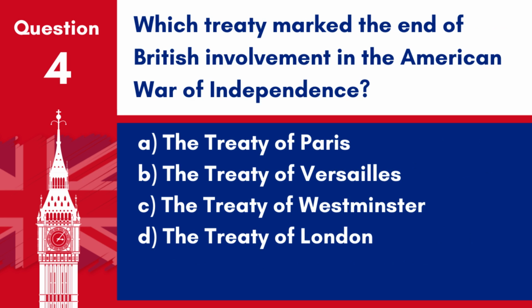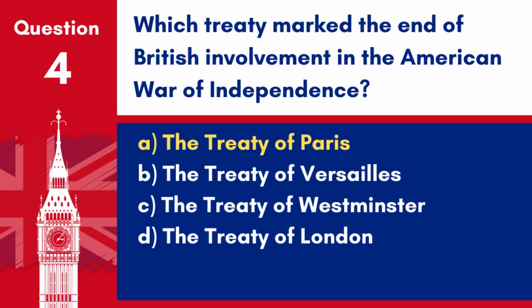Question 4. Which treaty marked the end of British involvement in the American War of Independence? A. The Treaty of Paris. B. The Treaty of Versailles. C. The Treaty of Westminster. D. The Treaty of London.